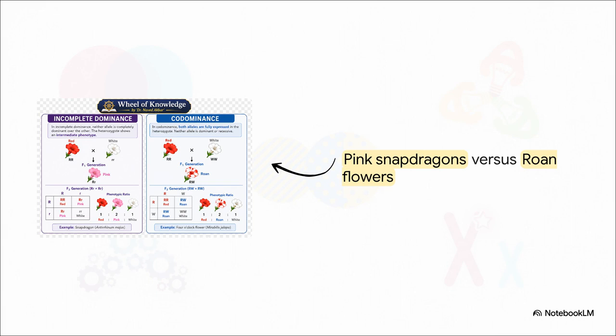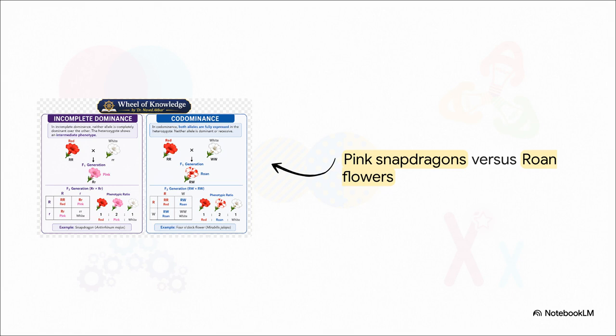And honestly, this brilliantly illustrates the difference. Look at this snapdragon shown here. When you cross a red-flowered parent with a white-flowered parent, you don't get red or white. You get an entirely new intermediate phenotype in that first generation, a pink snapdragon. It's exactly like mixing paint. And if you cross those pink flowers, you get a 1 to 2 to 1 phenotypic ratio of red, pink, and white. That right there is incomplete dominance, a true blend.